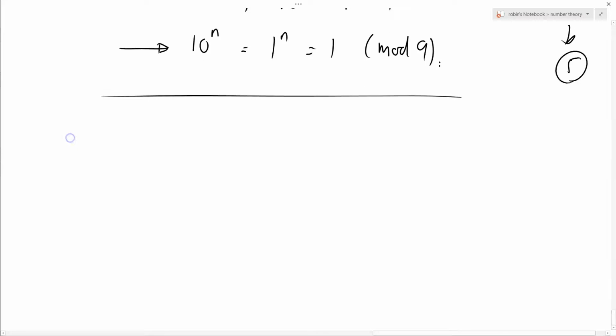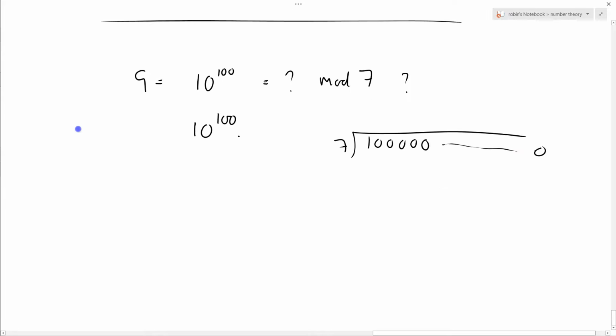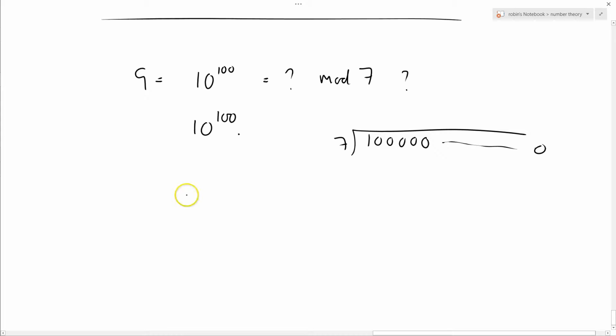Okay, armed with this concept of modulo, I'm going to ask what a Googol, 10 to the power 100, equals modulo 7. Of course you could write it out like that and divide by 7, but you'd be here all week. So let's see if we can think of some cleverer way to do it.